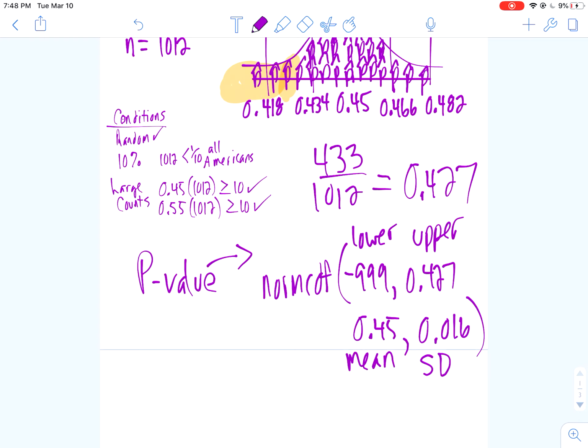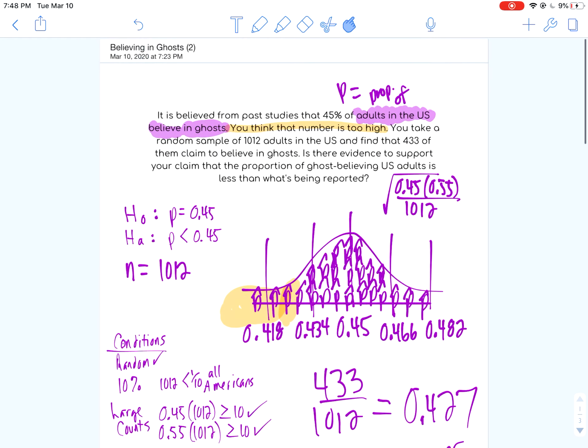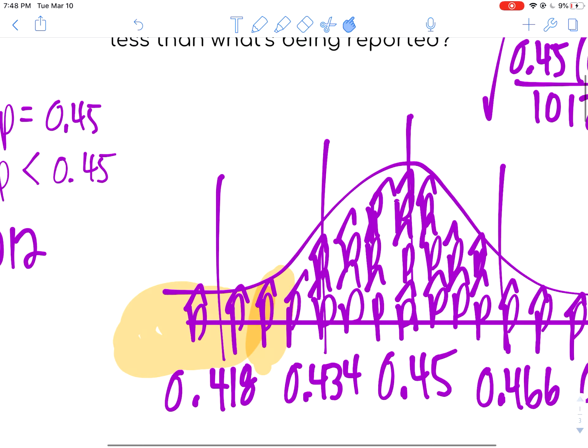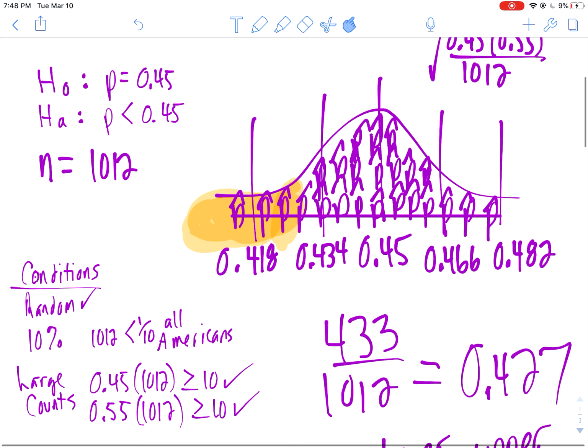0.016. All right. I get 0.075, I think. Yep, somewhere in that ballpark. So that means the probability of getting this statistic or less is about 7.5%. What that's telling me is I really shouldn't be getting that statistic if that 45% is true. However, this is where the significance level comes in.